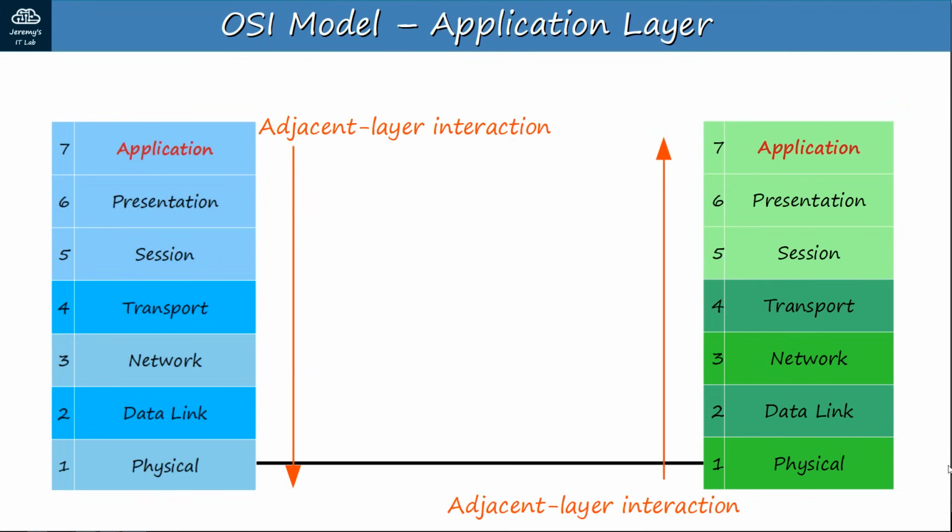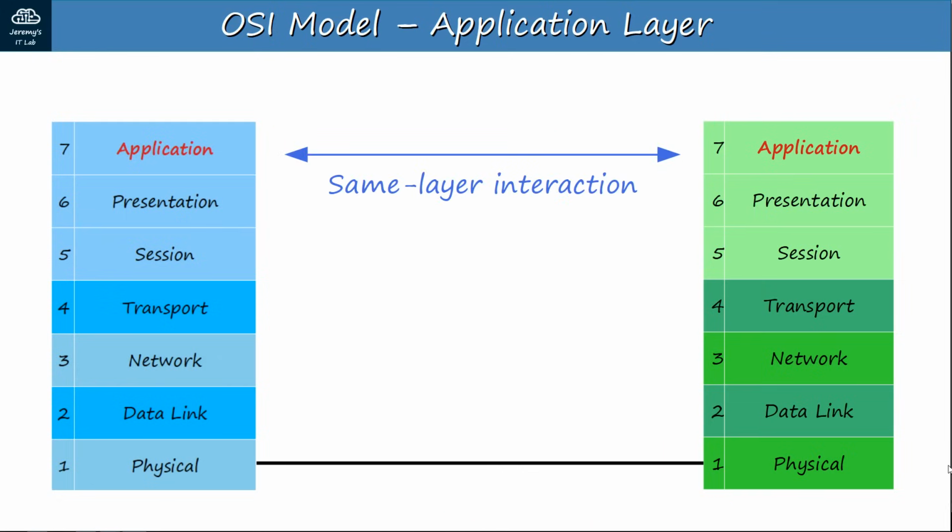Both the encapsulation and de-encapsulation processes are examples of adjacent layer interaction between the different layers of the OSI model. However, the communication between the application layers of the two different systems is called same layer interaction. This same layer interaction between application layers is what allows the application layer to perform its functions of identifying communication partners, synchronizing communications, etc.